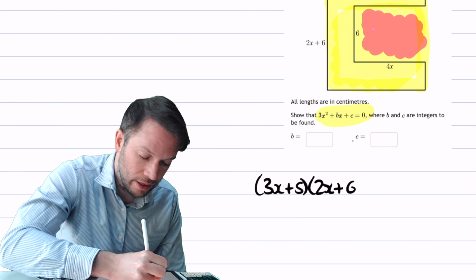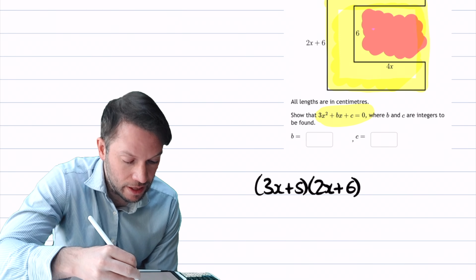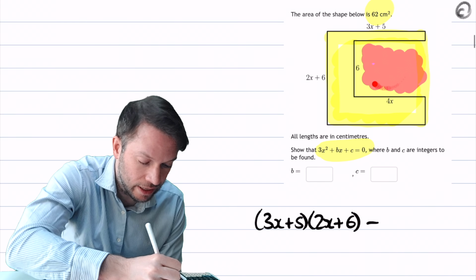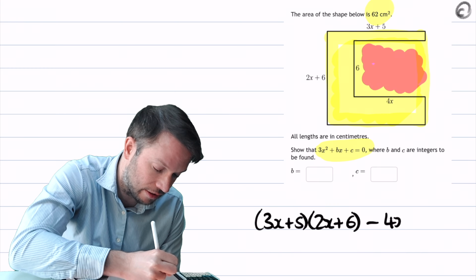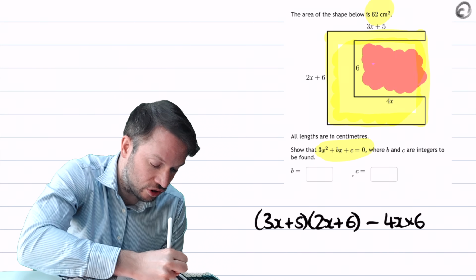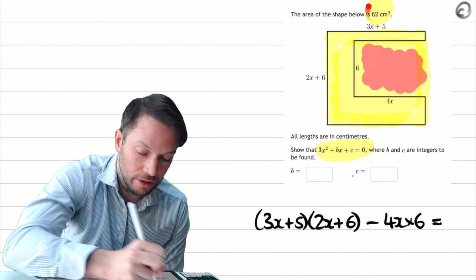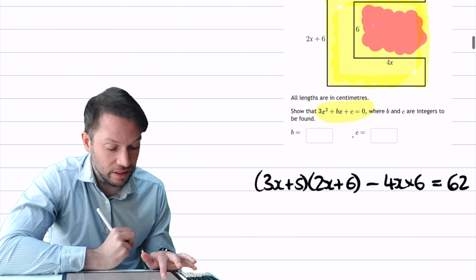Remember, when things are next to each other in algebra like this, it means you're multiplying them together. And then we're subtracting that purple region here, which is 4x times 6. So 4x times 6. And we're told that final area is equal to 62. So we can set that equal to 62. So now we just need to expand and simplify.